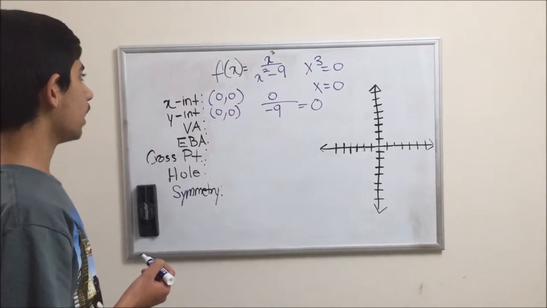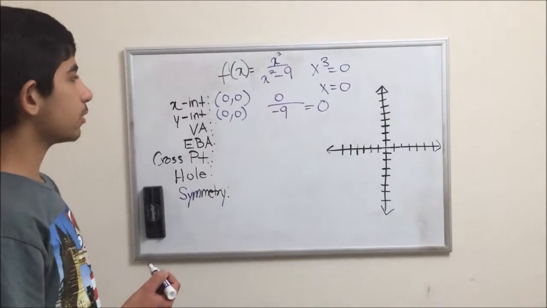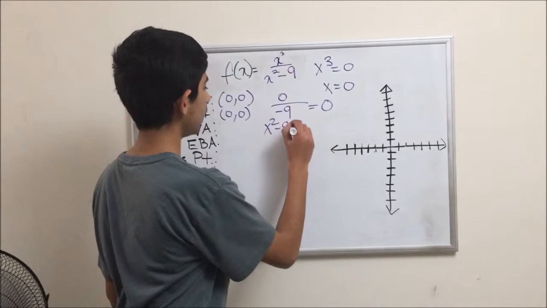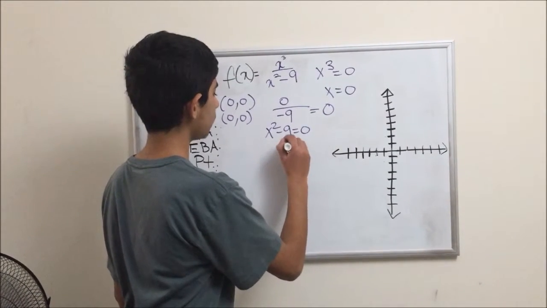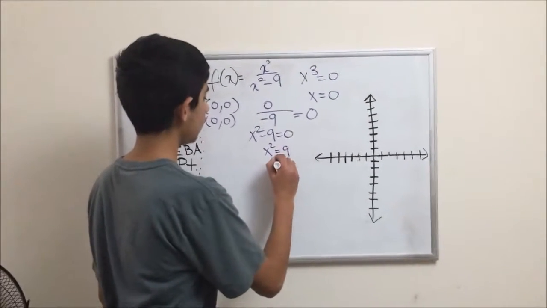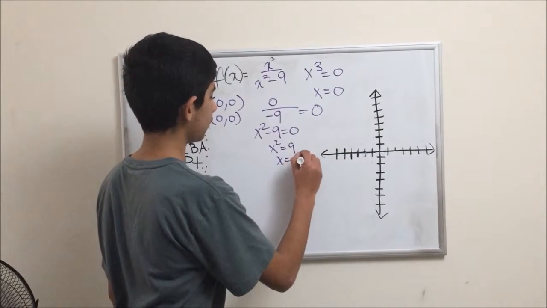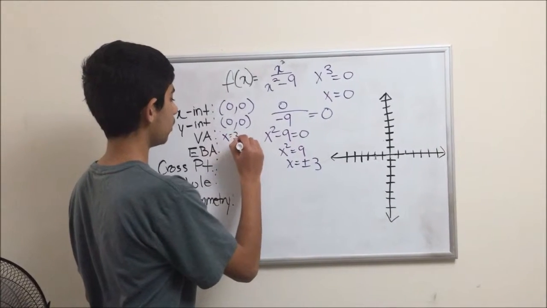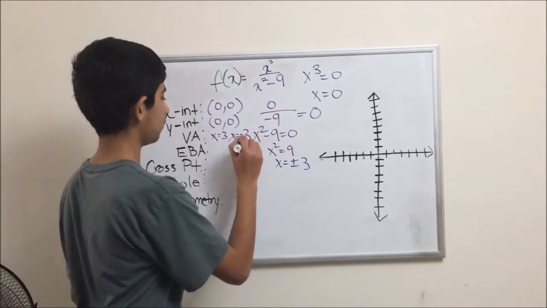To find the vertical asymptote, you set the denominator equal to 0. x squared minus 9 equals 0. x squared equals 9. x can either equal positive or negative 3. So the vertical asymptotes are x equals 3 or x equals negative 3.